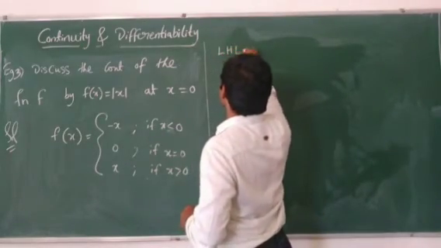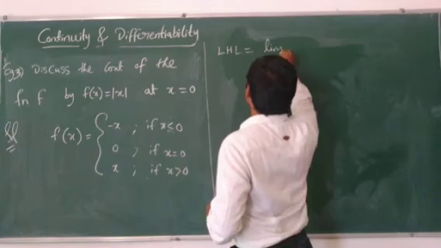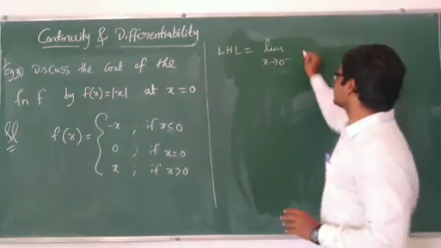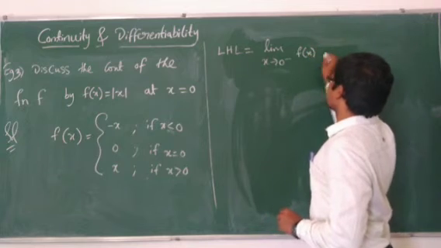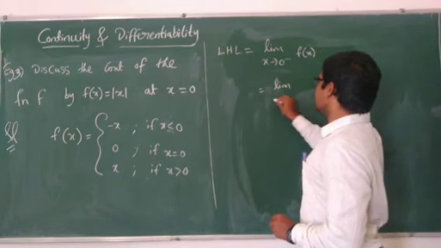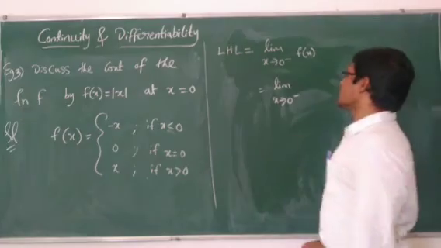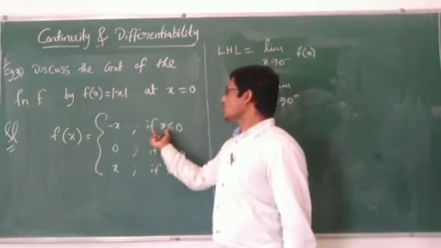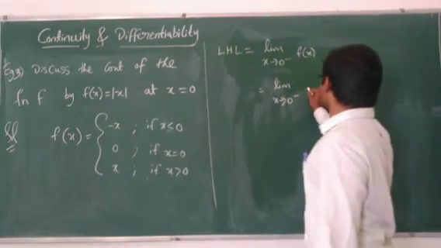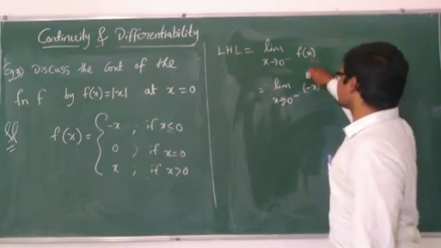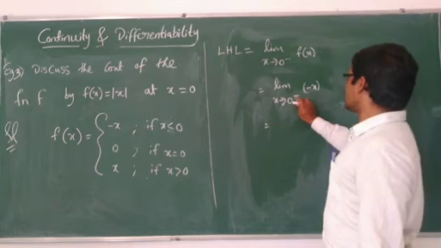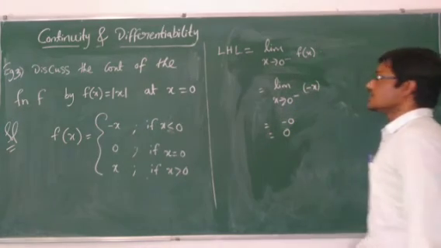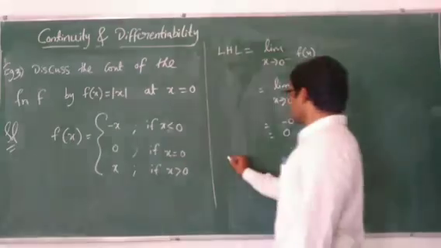So the left hand limit is equal to the limit as x tends to 0 minus of f of x. Here x is less than 0, and for less than 0 the function is minus x. So f of x is equal to minus x. You can substitute 0 in place of x, which is equal to 0. The left hand limit is equal to 0.